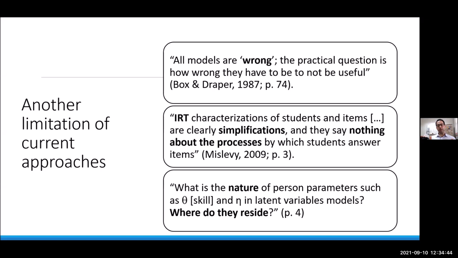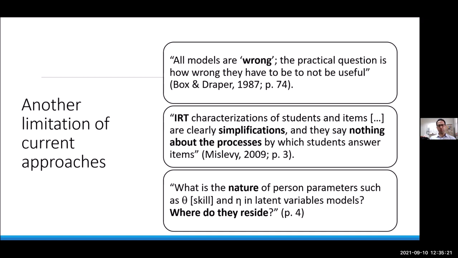And I want to add another quotation from Robert Mislevy, who is a big name in item response theory research. It reads like this: IRT characterizations of students and items are clearly simplifications, and they say nothing about the processes, and I want to stress this, the processes by which students answer items. And he goes on to ask this question: what is the nature of person parameters such as theta, skill, and mu in latent variable models? Where do they reside? And this to me sounds like a $1 million question. Where do these skills that we measure reside?